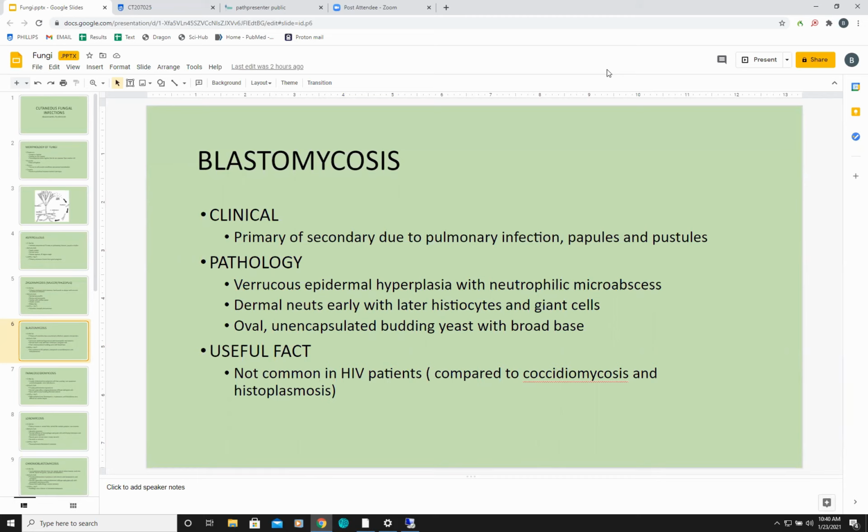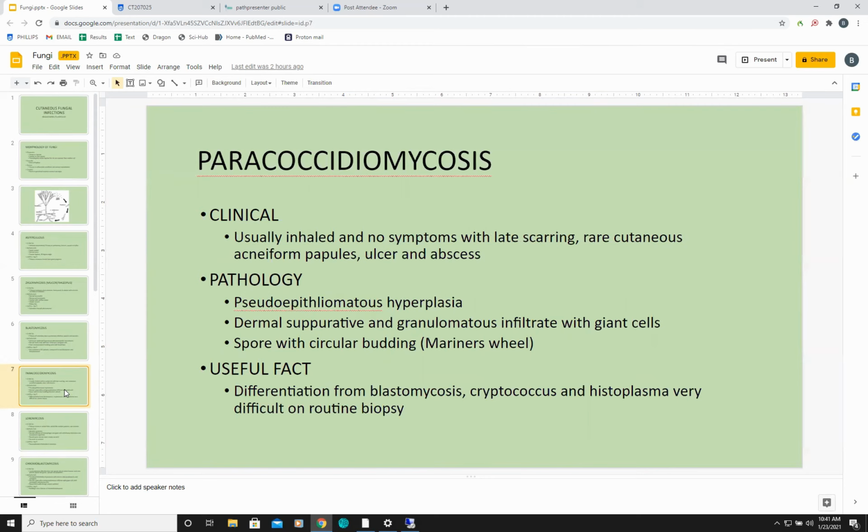And the organisms are oval, not encapsulated, that's important, and budding yeasts with a broad base. And this is compared to Cryptococcus, which is budding yeasts with a pinched off base. And the Cryptococcus also has this gelatinous capsule. Interesting fact with blastomycosis is that it's not common in HIV patients compared to coccidio and histo, which, as you all know, are more common in HIV. The next group is paracoccidioidomycosis.